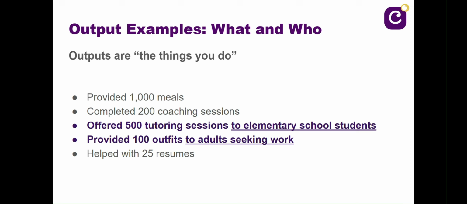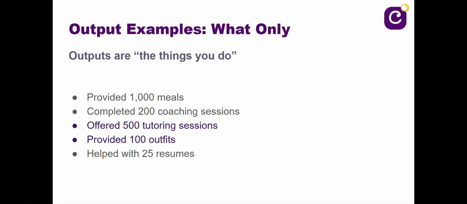The output is the what, the tutoring session. And to elementary school students is the who. Do you need to know who you serve? Absolutely. Are those specifics about who you serve outputs? No. It's more like what we call demographics, and we'll talk about those later as well. Remember, your outputs are the things you do. Outputs focus on the what, not the who. So let's clean up these examples by removing the who. Okay, that's better. Now our outputs only focus on the things we do, not who.